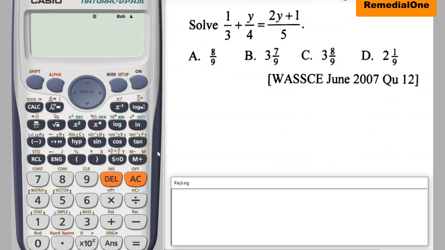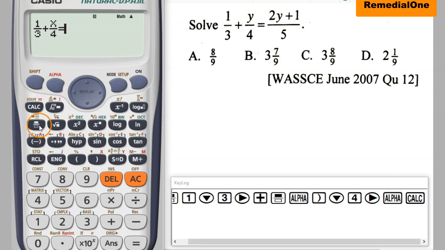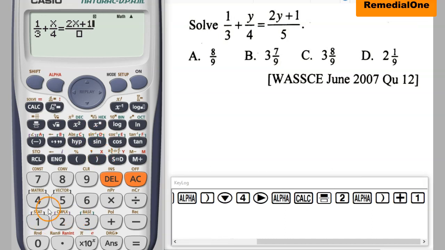We have our next question that came in 2007. Let's go ahead and do that. We pick our fraction 1 on 3 plus another fraction. The y, we are going to use the x for the y because the calculator does not come out with the y. If we use this y, it's another calculation altogether, as I told you guys. So we need our variable. We go to the alpha, and then we pick the x here. On 4, we need our equal, go to the alpha, calc, our fraction, then 2, the variable, which is x here, plus 1, all on 5.